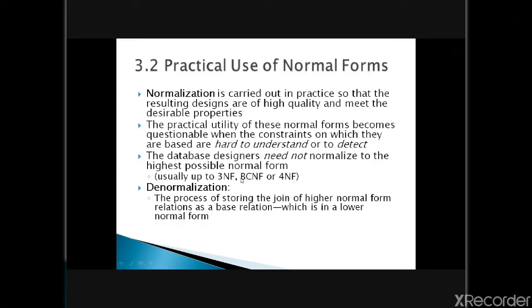So whichever is comfortable, it is satisfying all the constraints, whatever database you are using, so you can stop there. Normally 3NF or BCNF, normal designers will stop at that. The reverse process of this is denormalization, where the small tables are merged together, forming a base relation.